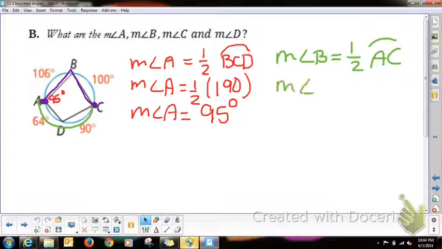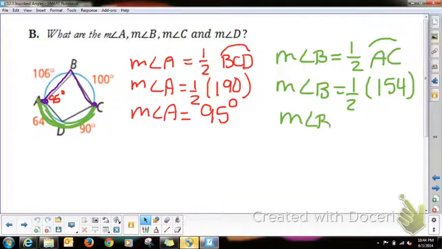And the measure of angle B is equal to 1/2 of AC, which is this piece, CD, which is 90, and this piece, DA, which is 64. And when I add 90 and 64, I'm going to get 154. And so the measure of angle B is half of 154. So I am going to get 77 degrees. So the measure of angle B is going to be 77 degrees.